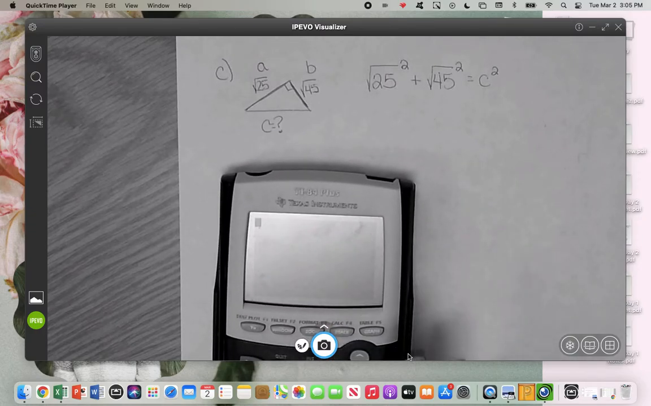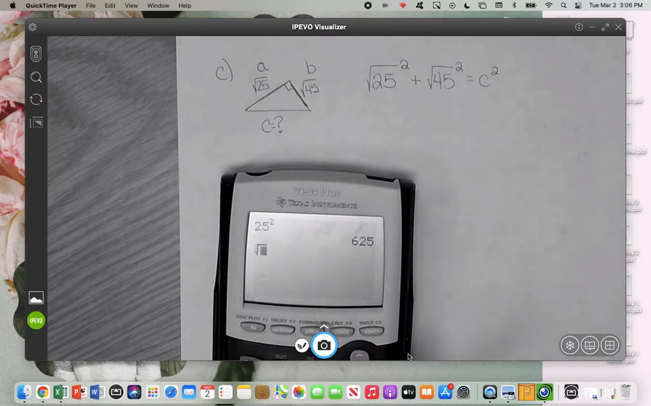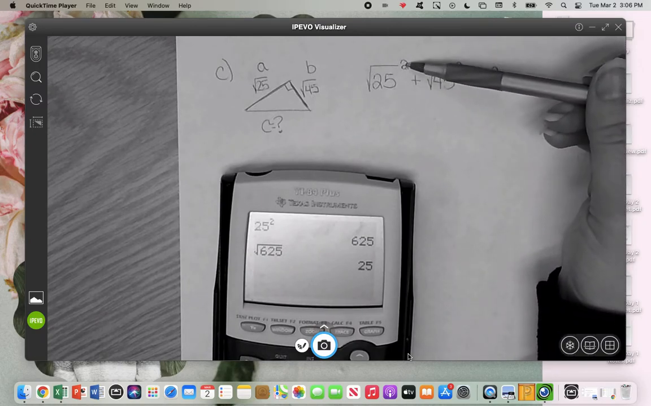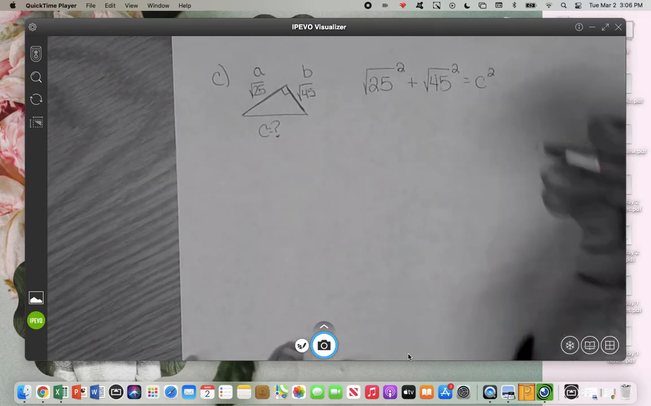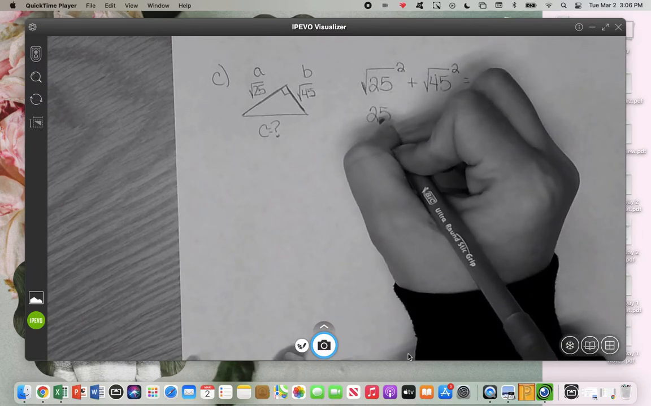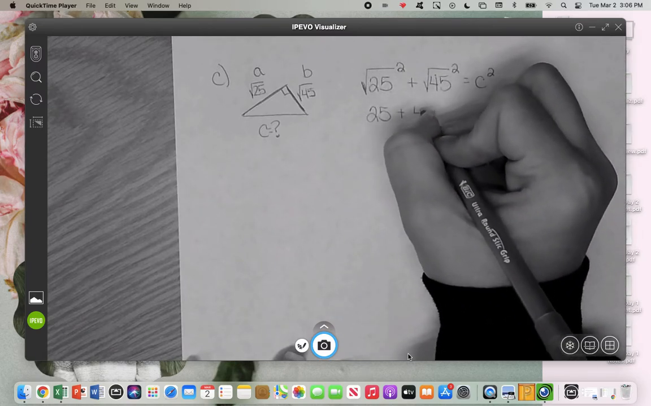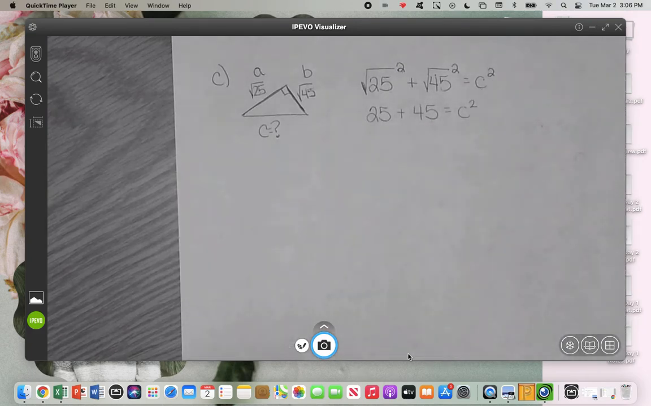25 squared is 625. So we could take 25 squared and get 625 and then take the square root of that. You go back to 25. A square root and a square are inverses of each other, so they undo. So if you have on the same number a square and a square root, that is just 25. Same thing here, that's just 45 equals C squared. So we're adding 25 and 45 together to give us 70.